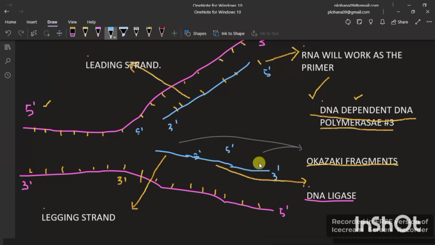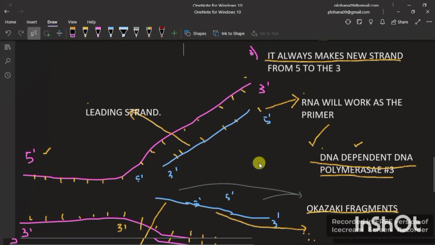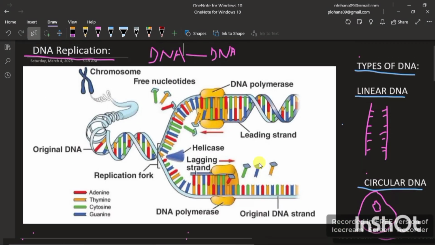Now I am going to show you how it was made with the help of the diagram. So this is the diagram we have. If this is the 5' end, and this is the 3' end. Again this is the 3' end because this is the complementary strand of this. Then here we have the 5' end. This is a recap of the lecture we have done just now.